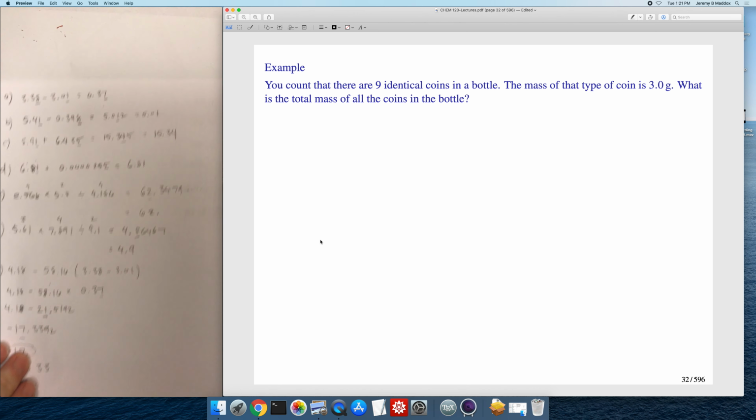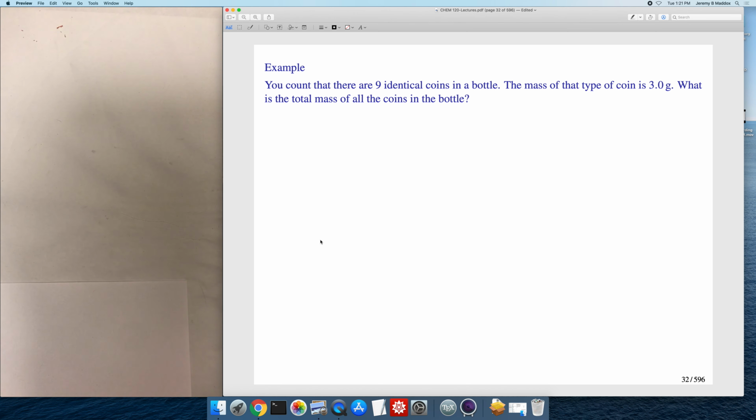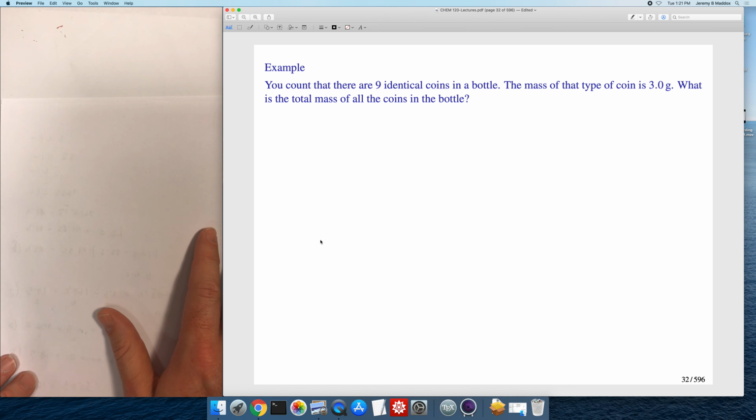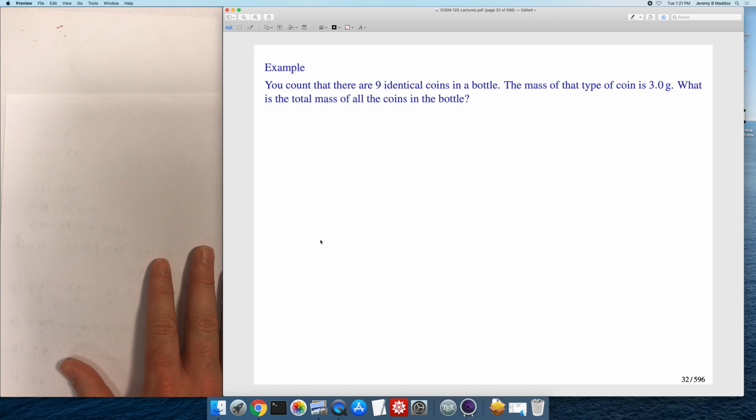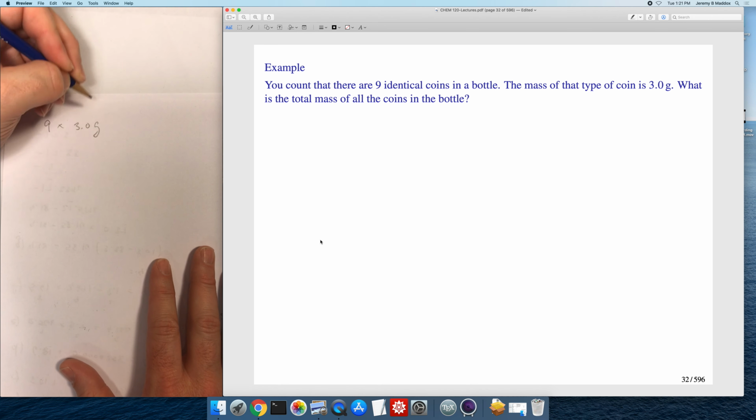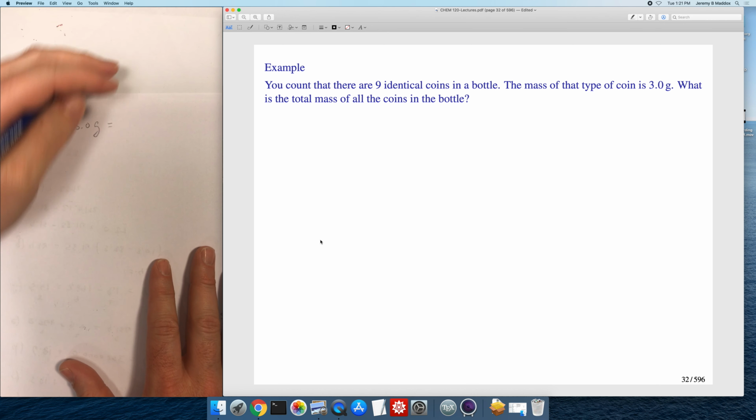Here's another example problem. This one involves an exact number. I'll go ahead and use this part of the page. So here we count that there are 9 coins in a bottle, and the mass of that type of coin is 3 grams. We're being asked to calculate what is the total mass of all the coins in the bottle. Well, you counted it up. There's 9 coins, and then each coin weighs 3.0 grams.